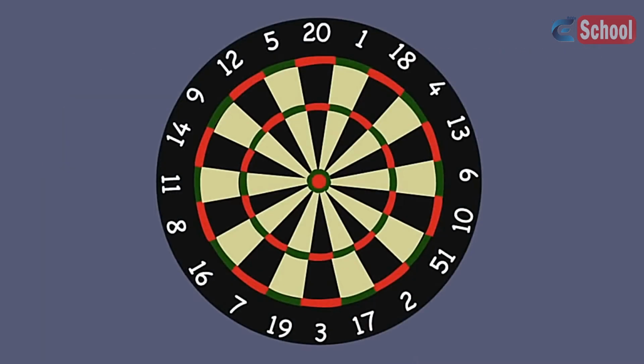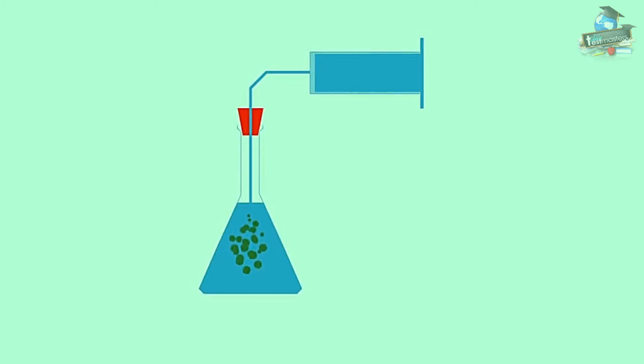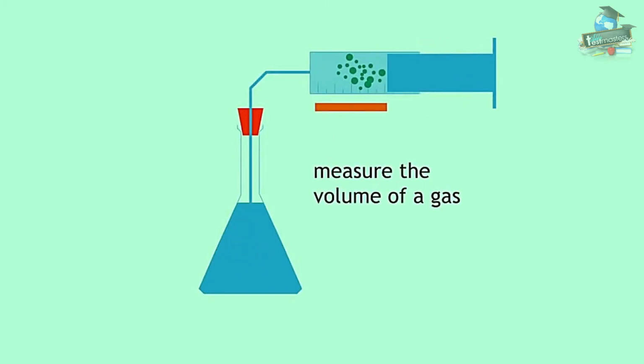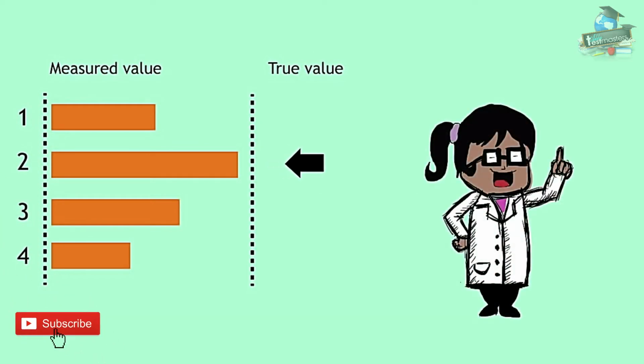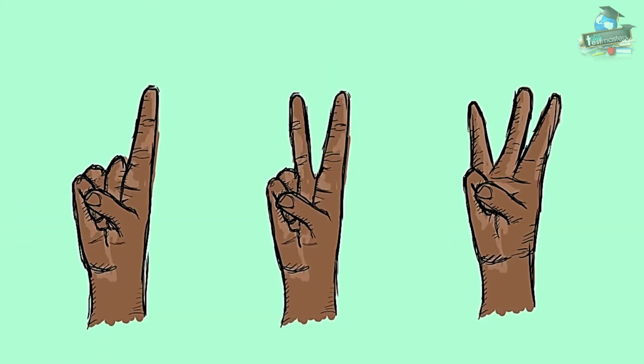In a game of darts, you want to aim for the centre of the dartboard, called the bullseye. In a chemistry experiment, you aim to measure the volume of a gas. You aim for your measurement to be close to the true value found by an independent scientist. In both cases, you have 3 chances.